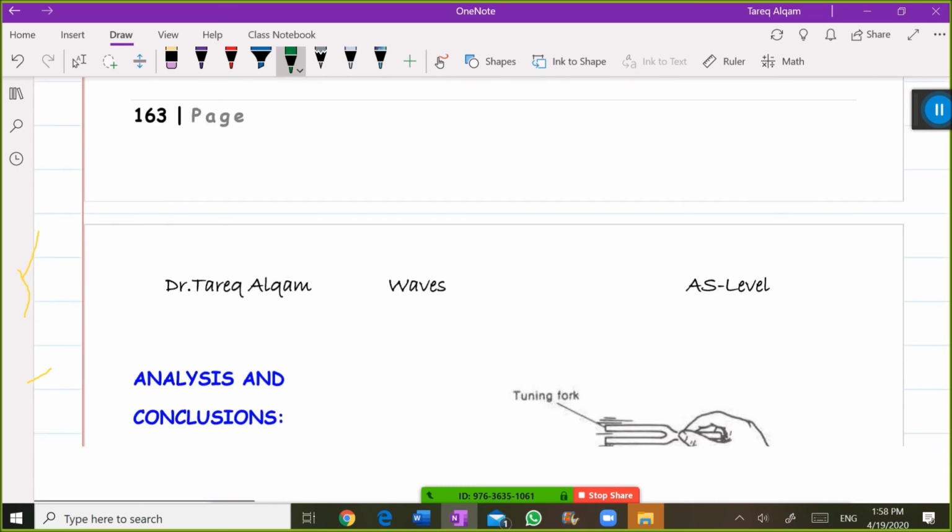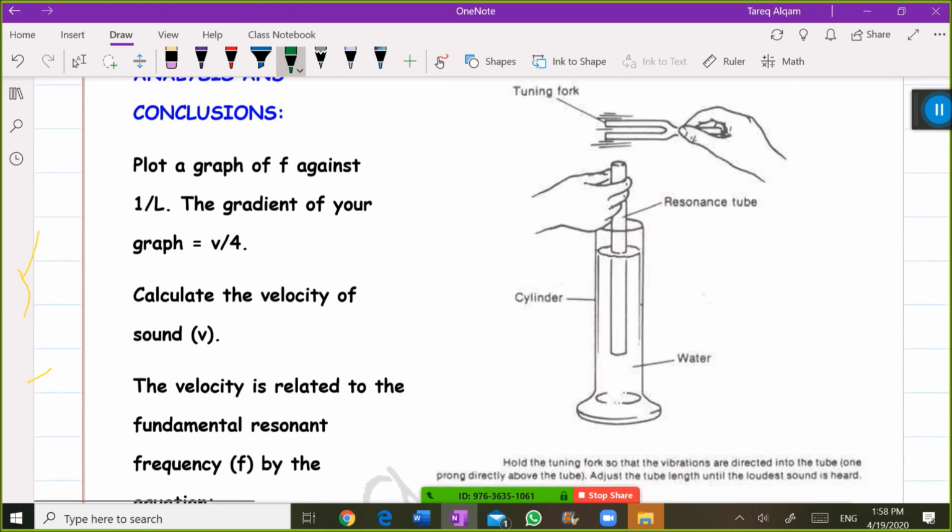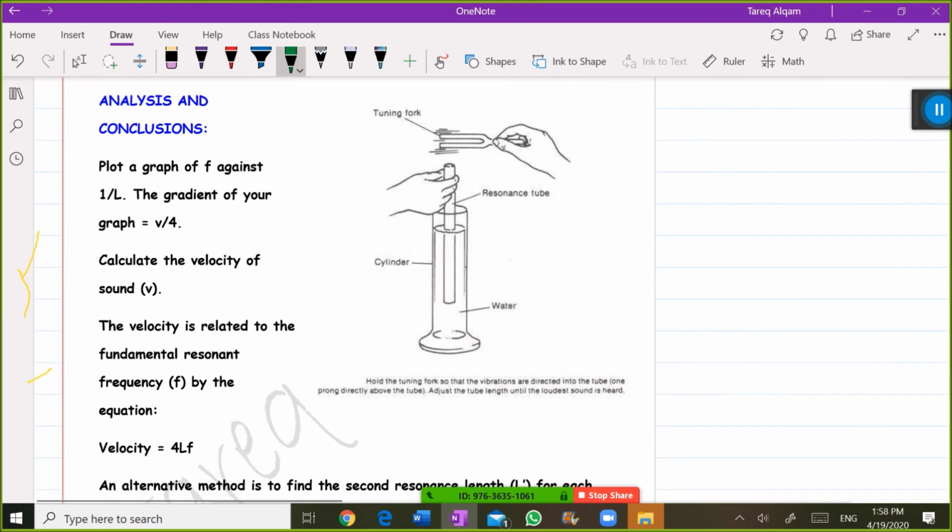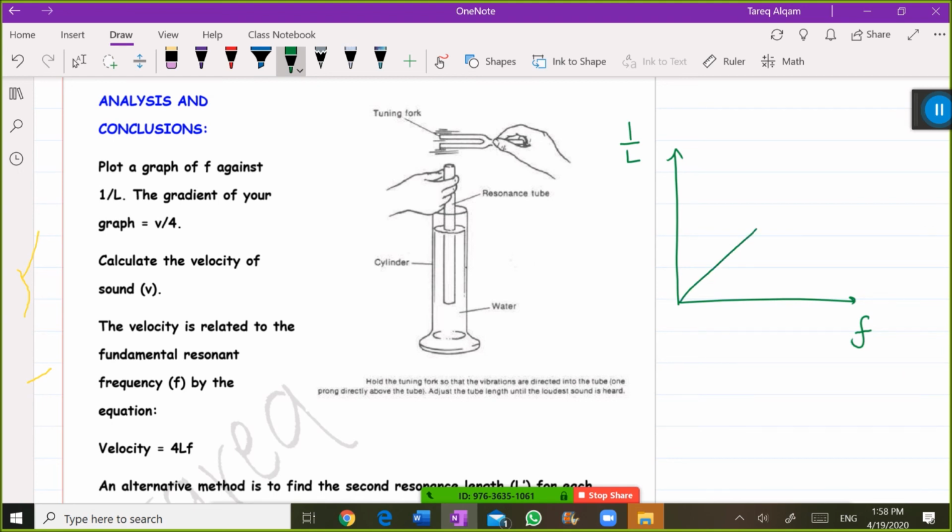Okay, for the analysis we have to draw a graph. Of course we are changing frequency. Here we will consider 1 over L. As a result, I will have this graph. The gradient of this graph is V over 4. So by measuring the gradient, I can find the velocity of the sound in air, right? I can find the velocity of the sound where? In air.